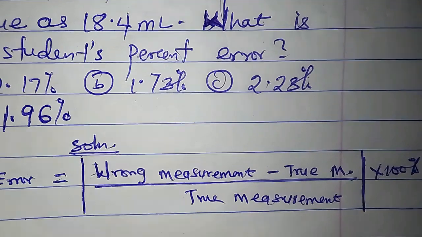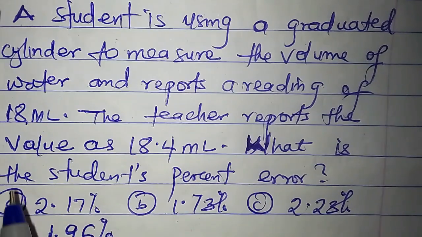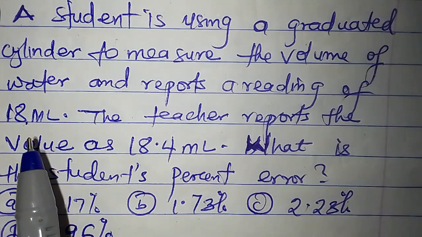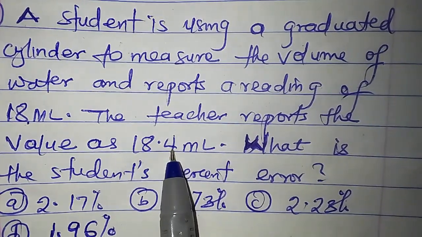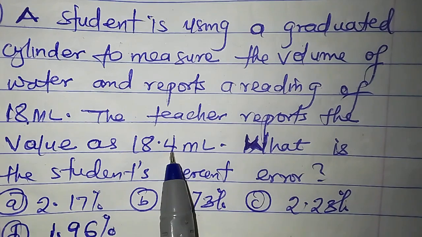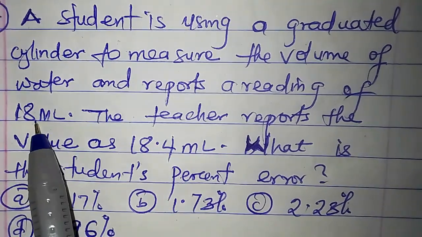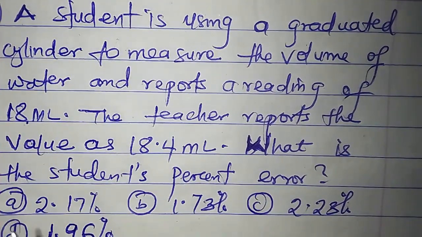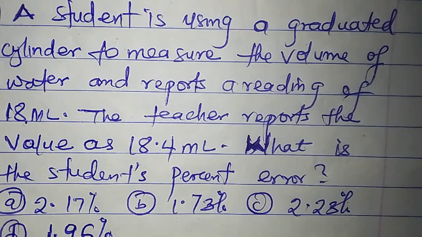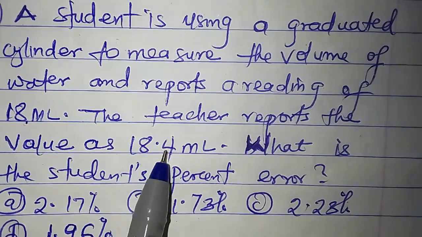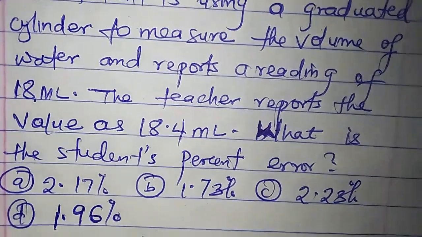Now let's apply it. The student reported 18 milliliters. The teacher reported 18.4 milliliters. So you will agree with me that what the teacher reported is what is true or what is correct, and what the student reported is the wrong. That means the wrong measurement is this 18 milliliters and the true measurement is 18.4 milliliters. So let's go ahead.